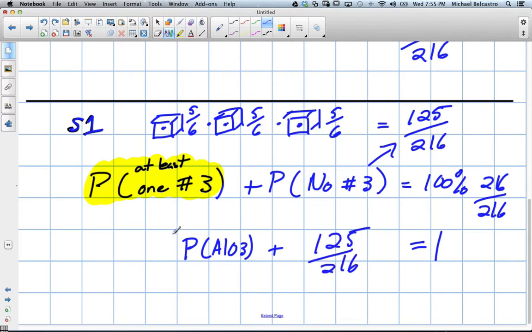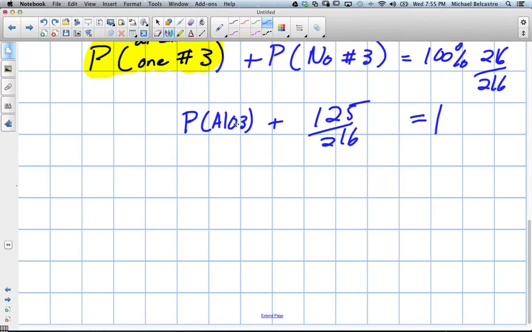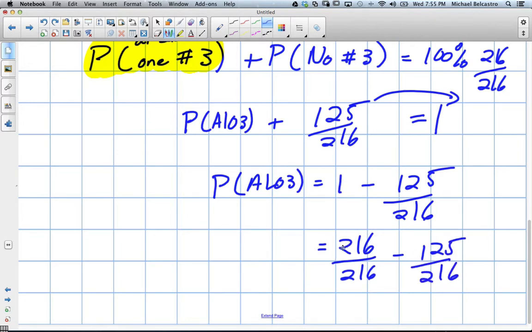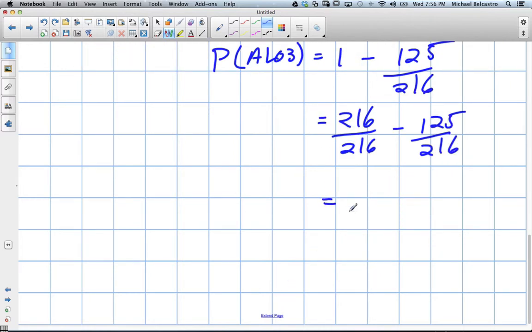Okay, we want to isolate our variable, which is the probability of, and I've just given it a funny symbol. So I have to move this to the other side. So our probability of ALO3 is equal to 1 subtract 125 over 216. Now we need to have common denominators, so it's 216 over 216 subtract 125 over 216. Is this making sense how I changed 1 into that? Okay. And then we subtract. Well, we know it's going to be out of 216. And it turns out that 216 subtract 125 is 91. And we were isolating for the probability of at least 1 number 3.